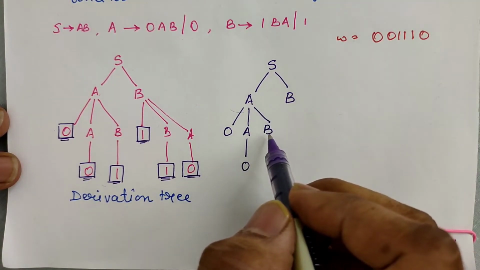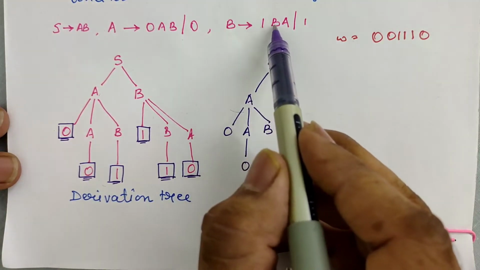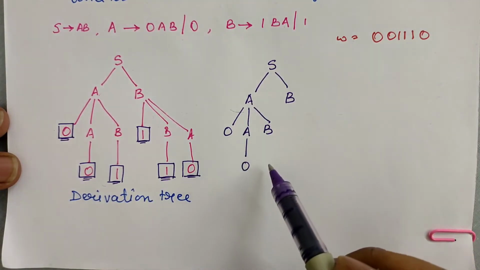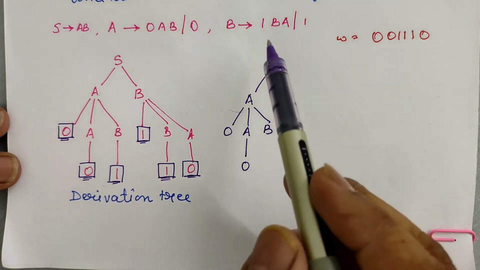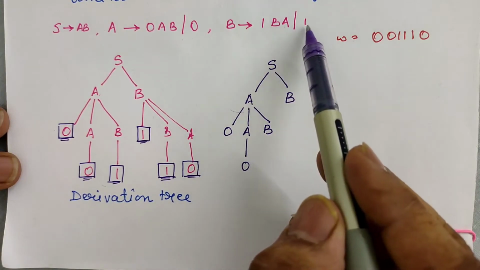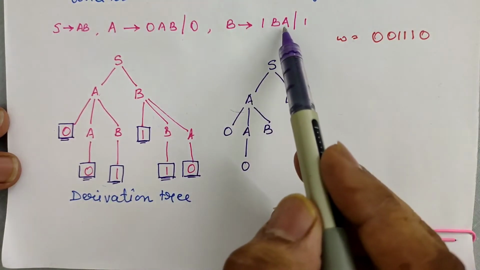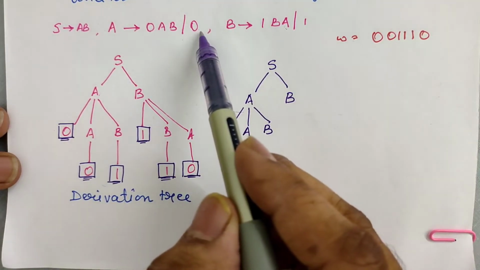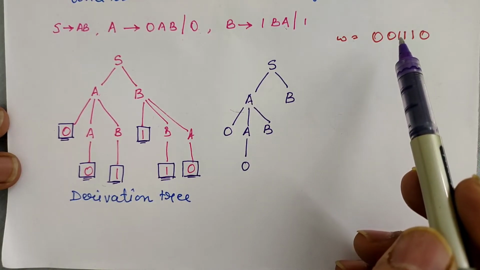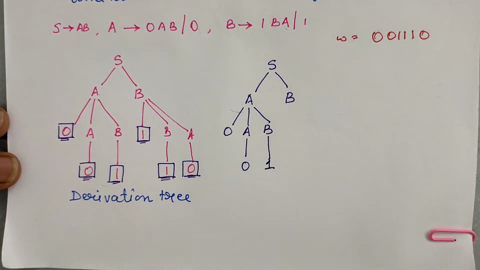And then this B. Here there are two possibilities: B tends to 1BA or 1. If I go with 1BA, I will get 1 which is required, and B which can end up with 1 which is required, but the next is A which will have 0. So I will have 0, 0, 1, 1 and 0, but that is not the string that we are deriving. So what I have to use is B tends to 1.